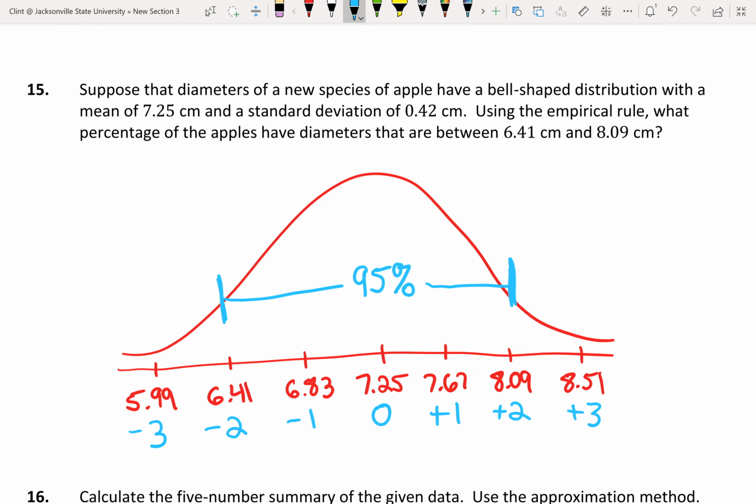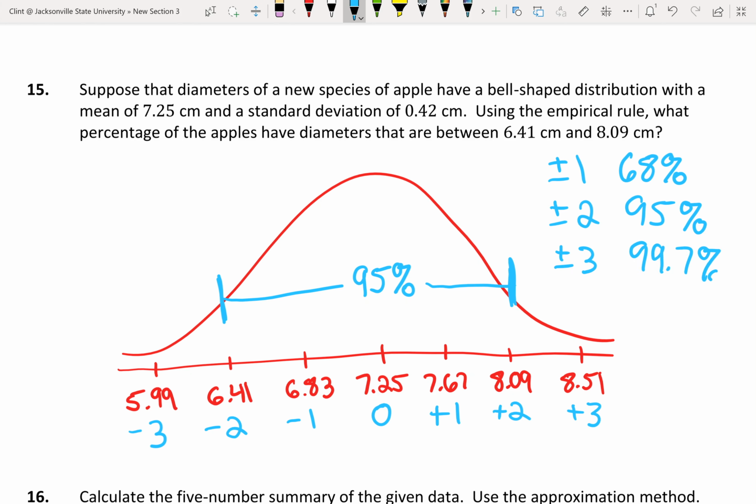Okay? I'm not going to give you one of the real hard ones on the test. The main thing I want you to remember is within 1 standard deviation, we've got 68% of our data. Within 2 standard deviations, we've got 95% of our data. And within 3 standard deviations, we've got 99.7% of our data. So it'll be one of those. But you need to be able to show me how you figure it out and then give me the percentage.